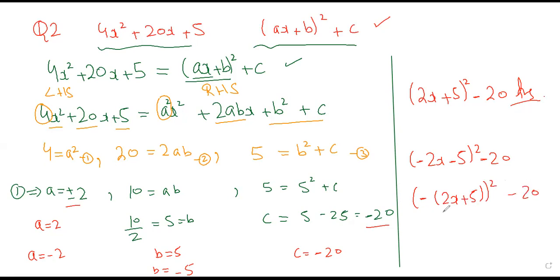Now I know if I take the square of a negative number, I can think about it as a positive number, right? The square of 1 and the square of minus 1 would give you the same value. So it is going to give me 2x plus 5 whole squared minus 20. So now you can see that the answers are same. Even though during the method we got two different values for the constants, after simplifying we got the same answer, okay?